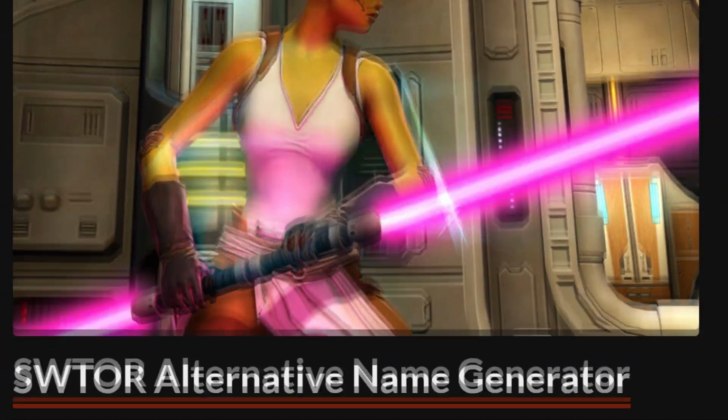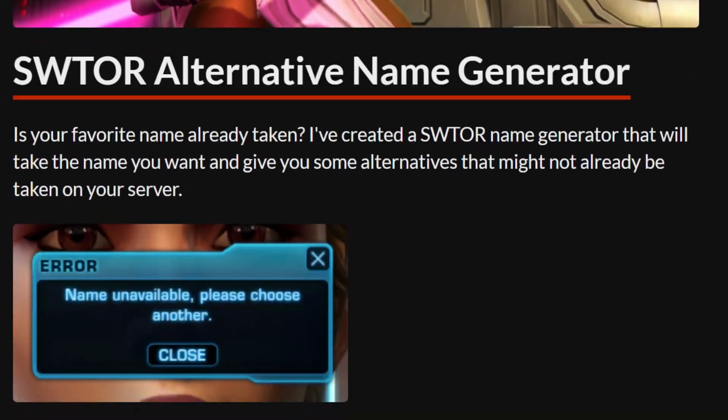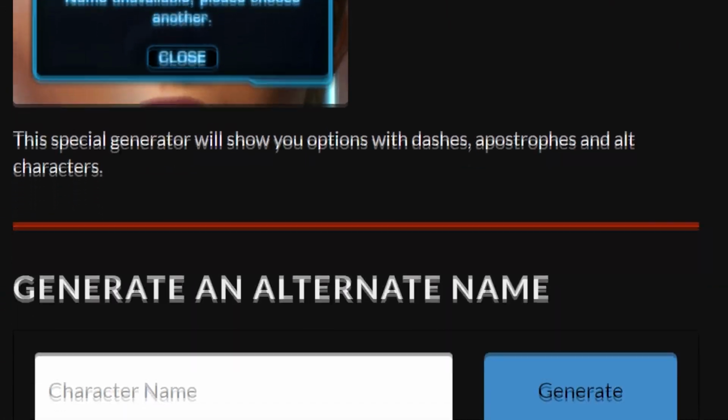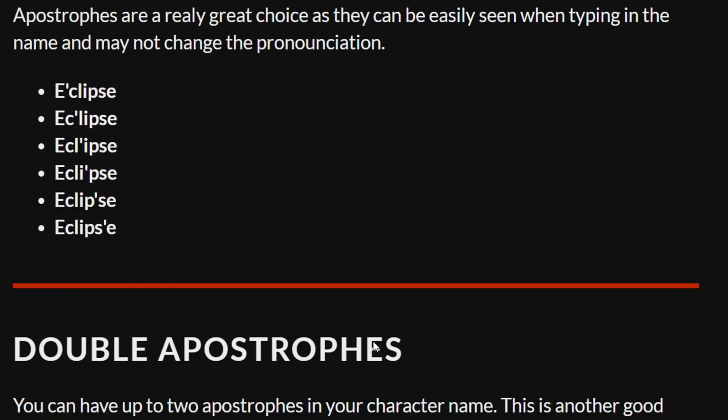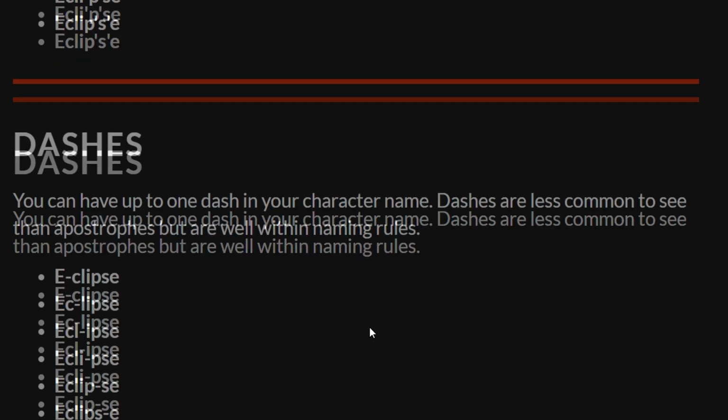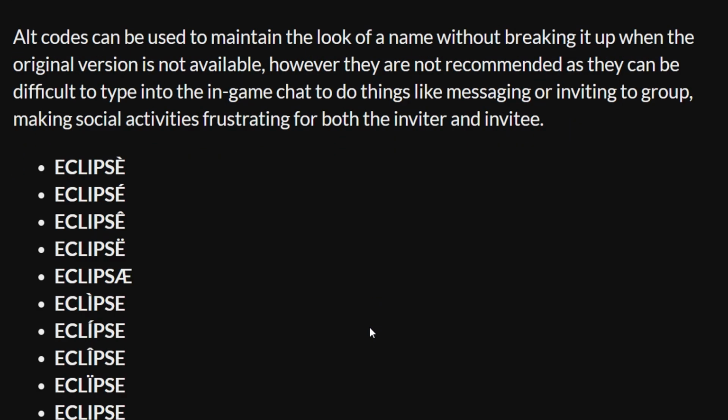If you want to see some options like that with dashes, apostrophes, and alt characters, I've created an alternate name generator where you can type in the name that you wanted to use and it will produce for you about 50 different versions of that name, so you can try and find one that isn't already taken but is very similar. For example, I really wanted the name Eclipse. It was taken, so I typed in Eclipse in the name generator and here's what pops out.